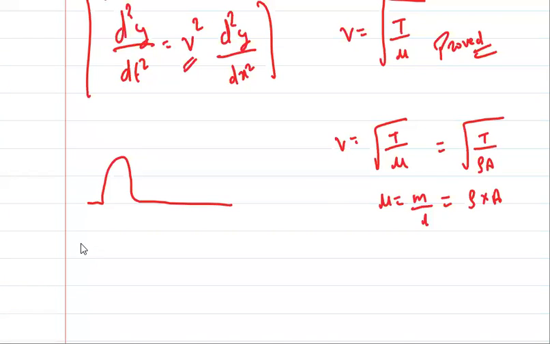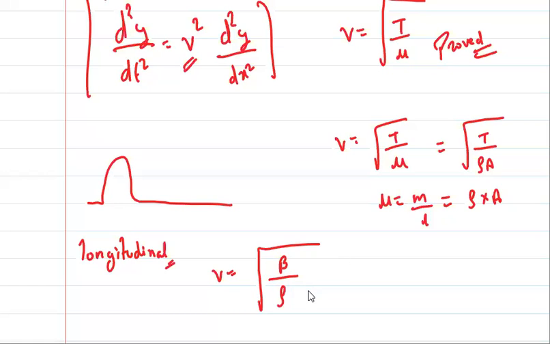When you talk about longitudinal wave, a little change happens, and we derived that too. But I want you to remember this: it is root of bulk modulus by density. I hope all of you remember the derivation of that. Yes or no? Tell me yes or no.